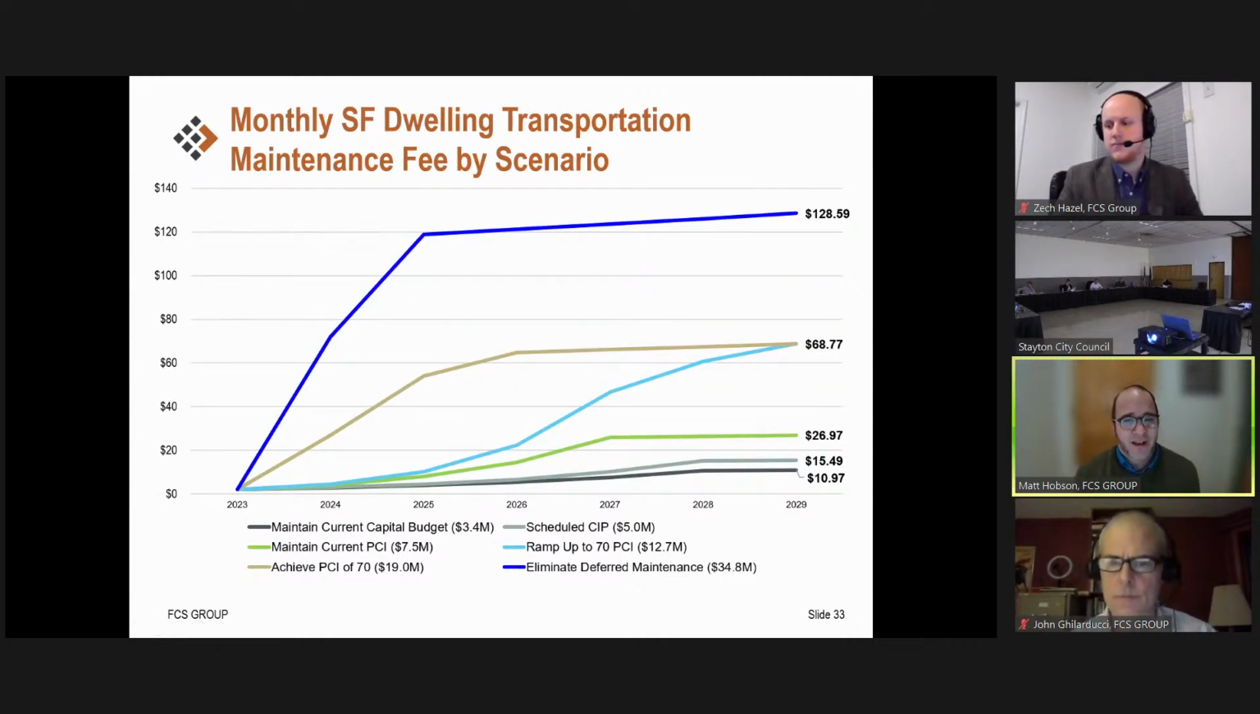The lines here forecast the projected single-family dwelling monthly rate by each of these scenarios. Our current rate is just around $2 per dwelling unit per month. To maintain our capital program, that would need to increase to $11 over the length of the forecast. And the corresponding levels you can see as we move up. The one unique scenario is that ramp up to the 70 PCI. We eventually get to that funding level for achieving the PCI of 70, but we take 6 years to get there. And that's why you see that slope increasing to the point where it reaches that gold line.